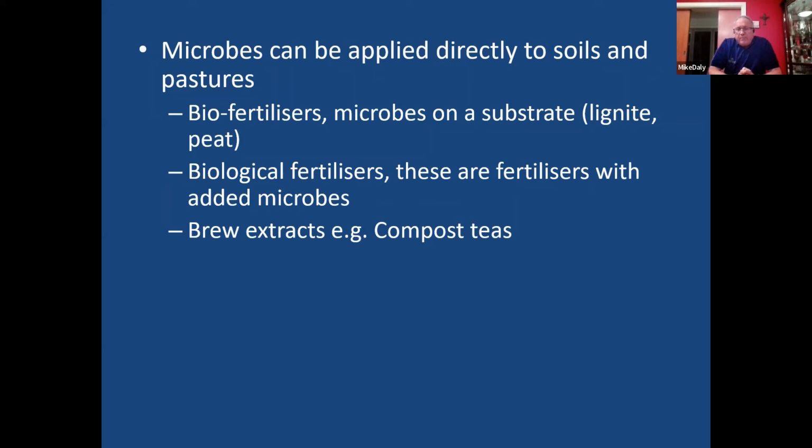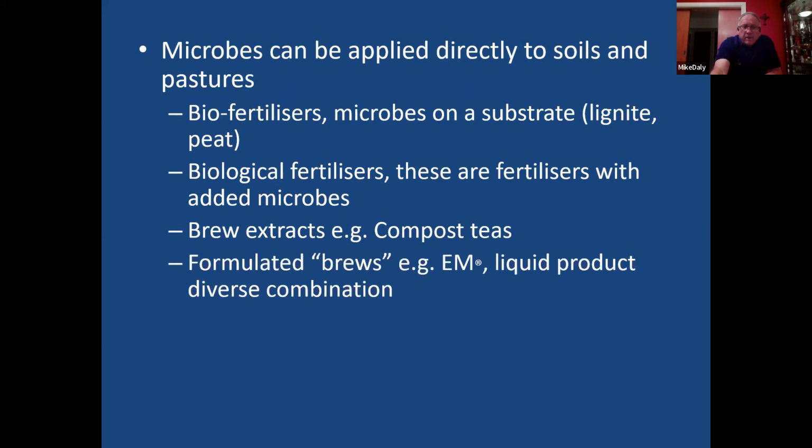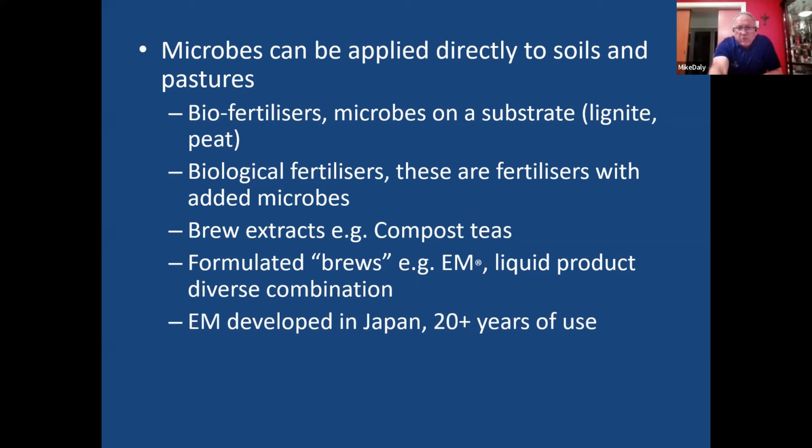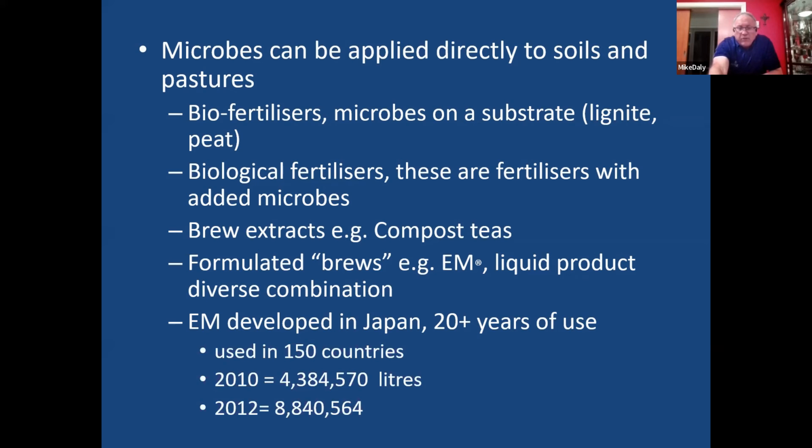So compost tea is another way of adding biology. And then there's formulated brews, and this is where EM fits in. So EM is a formulated brew, and then I go on to describe what EM is in my paper. It's a liquid product with a diverse combination of microbes. Developed in Japan, 20+ years of use. Used in 150 countries. In 2010, there were 4 million litres produced and used, and in 2012, there was almost 9 million. I don't know what it is today.